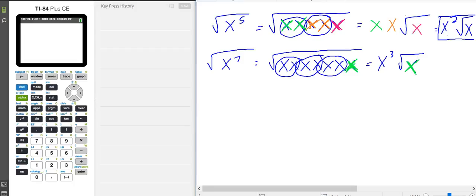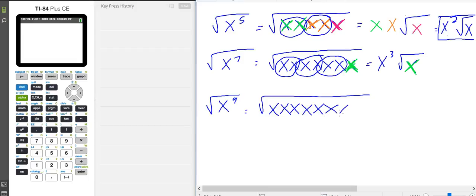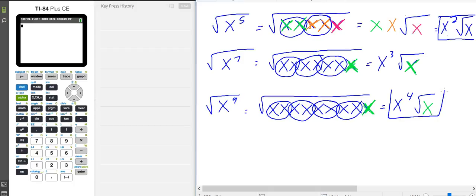Let's try one more. X to the ninth. It has an odd exponent, so we know it's not a perfect square. And what's x to the ninth equal to? 1, 2, 3, 4, 5, 6, 7, 8, 9. Let's circle our doubles. 1, 2, 3, 4 doubles, so we have x to the fourth outside, and we have one single that doesn't have a double, so we're going to keep that one inside. So the square root of x to the ninth is equal to x to the fourth square root of x.